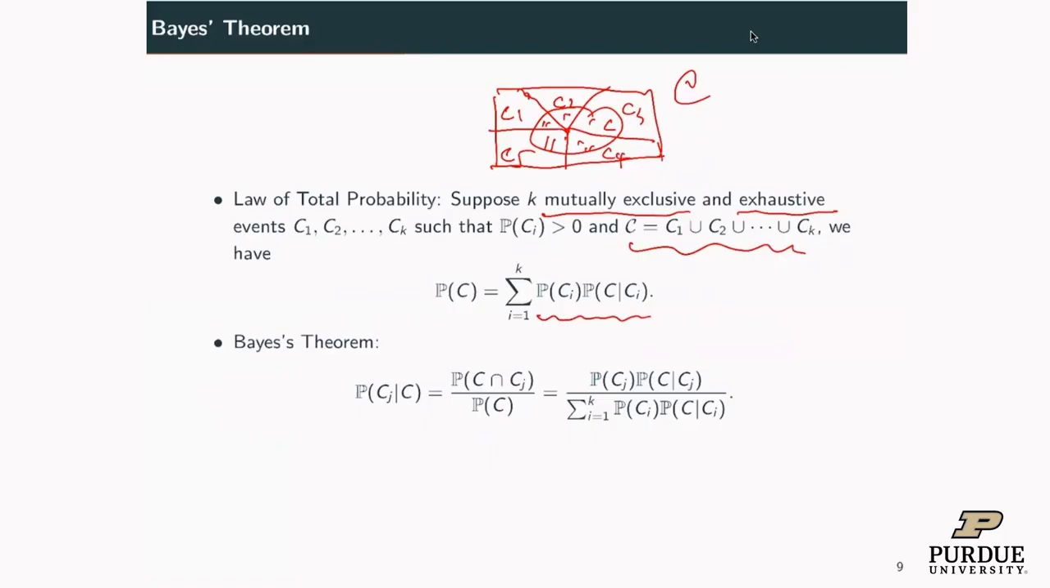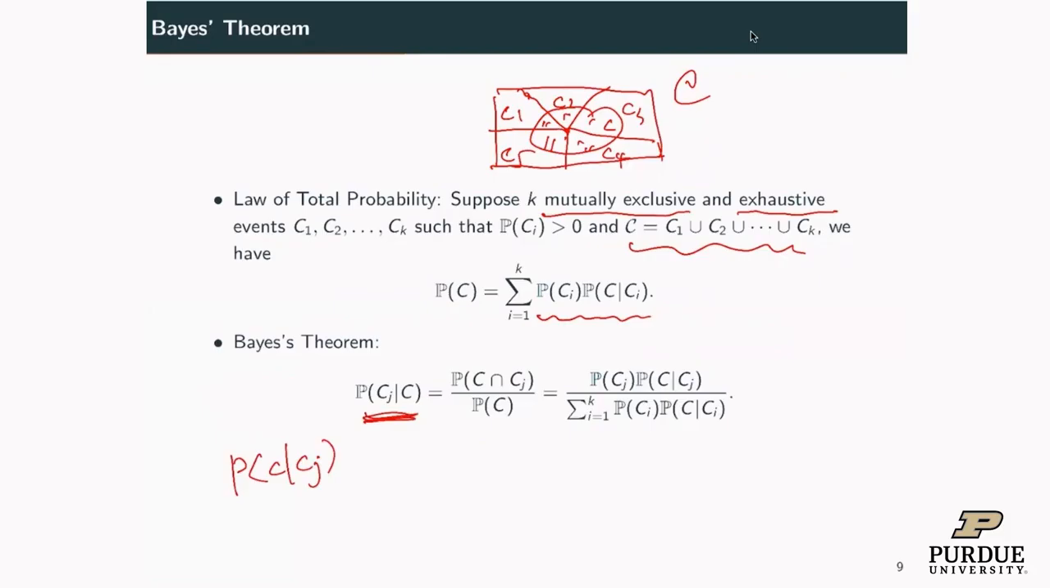Now, after the law of total probability, we can talk about the Bayes theorem. For the Bayes theorem, we need to flip the order. We don't want to know the probability of C given Cj. Instead, we flip the order. We want to know the probability of Cj given C.